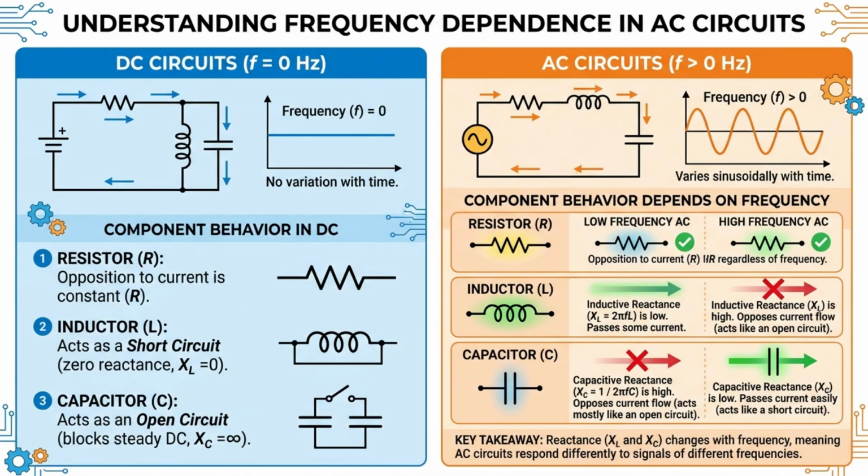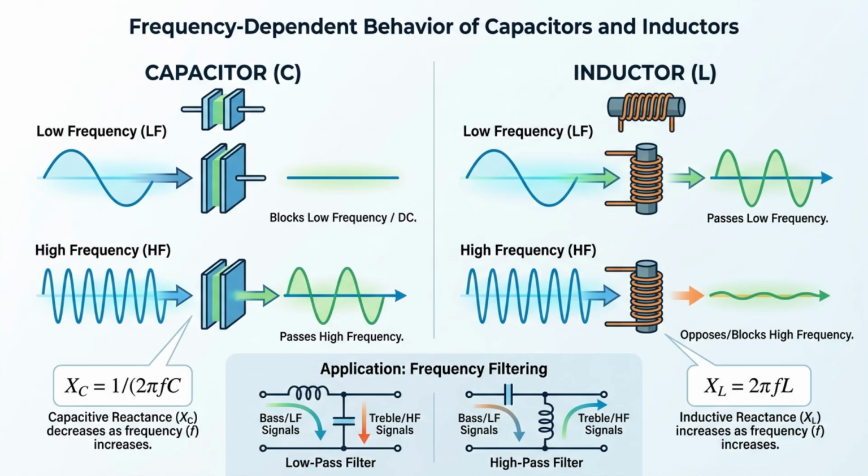One of the most important aspects of AC circuit analysis is frequency dependence. Unlike DC circuits, where frequency is zero, AC circuits respond differently depending on how fast the signal changes over time. Capacitors and inductors are particularly sensitive to frequency. Capacitors tend to allow high-frequency signals to pass more easily, while inductors tend to oppose high-frequency signals. This frequency-dependent behavior is the basis for filtering and signal shaping in electronic systems.